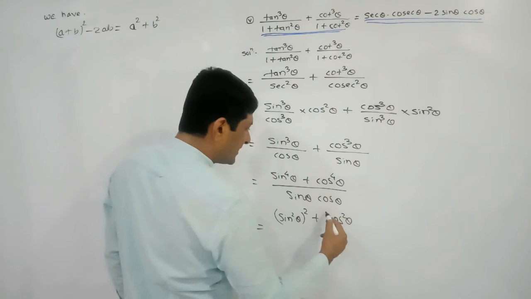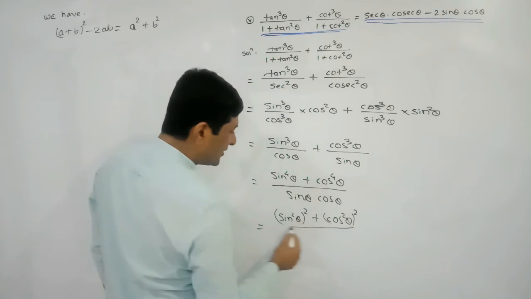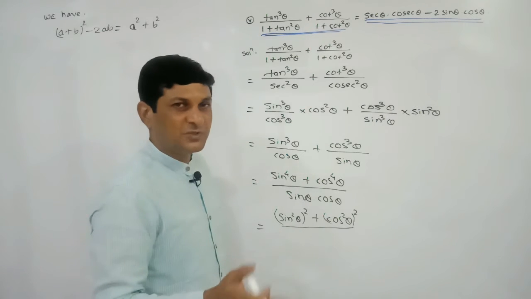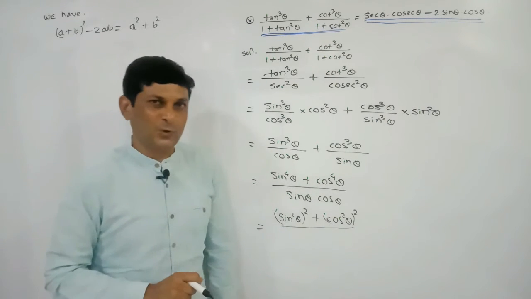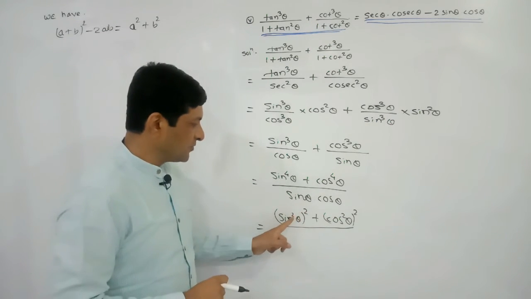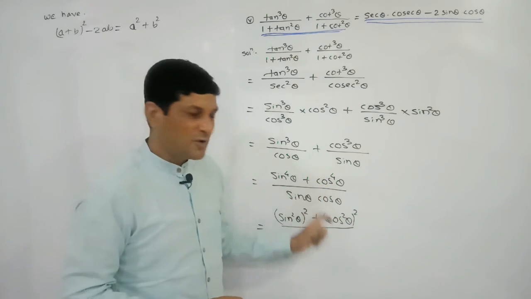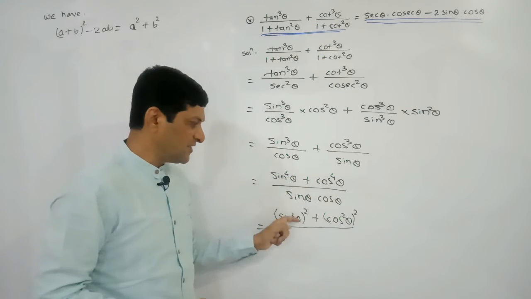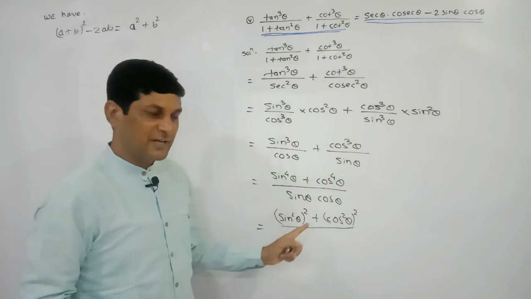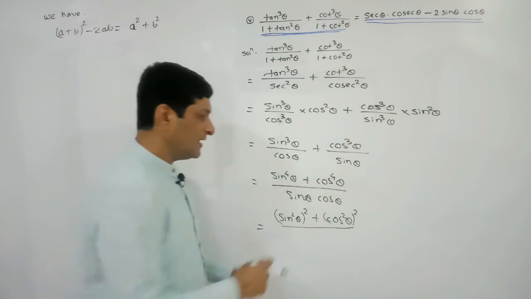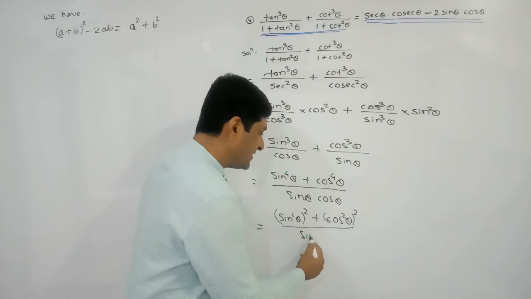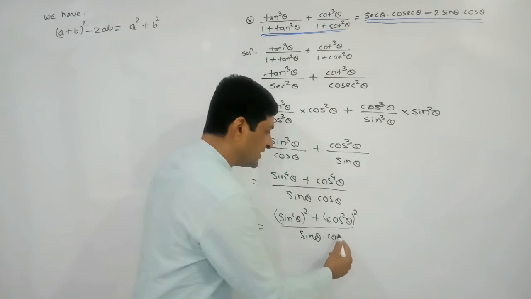Cos square theta raised to power 2, according to laws of indices, which is also called laws of exponent. Now here 2 into 2 will become 4, and here also 2 into 2 will become 4, means cos theta raised to power 4 can be written in this form. In the same way, sin theta raised to power 4 can be written as square of sin square theta. In the denominator, sin theta into cos theta, keep it as it is.